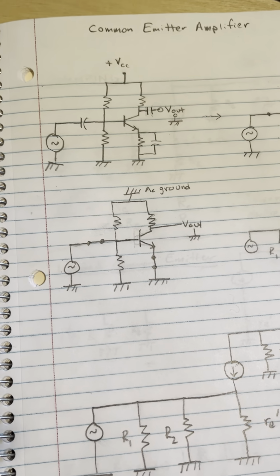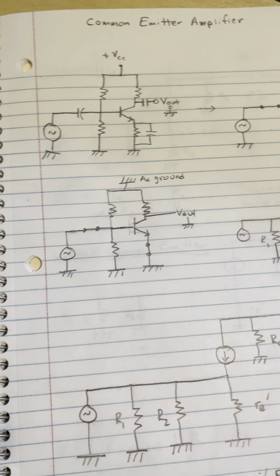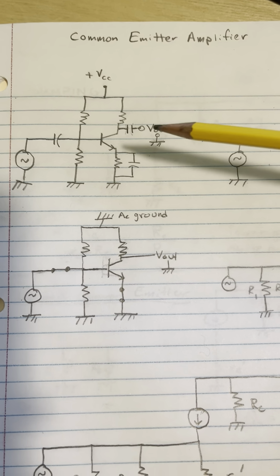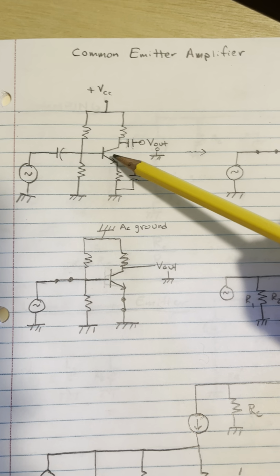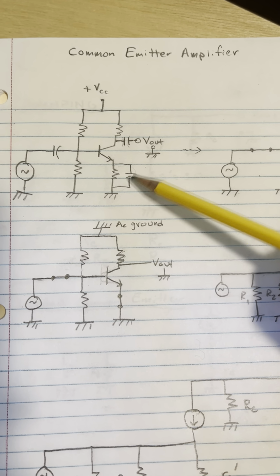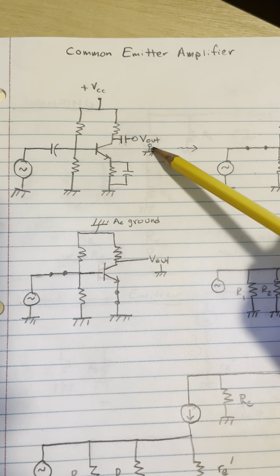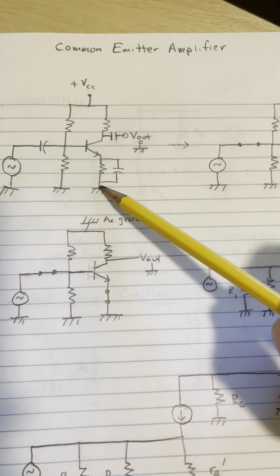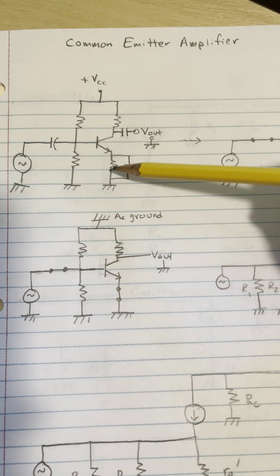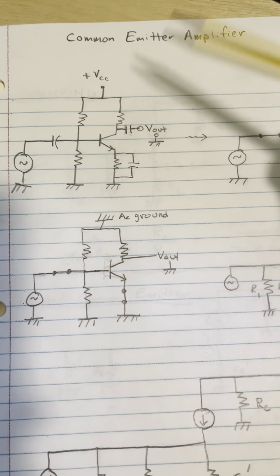This video is a review of the properties of a common emitter amplifier. Just to remind you, what makes this a common emitter amplifier is two things. From an AC standpoint, the emitter is attached to common. And so when we're measuring V out, it's with reference to common, which is the voltage from an AC standpoint of the emitter of the transistor.